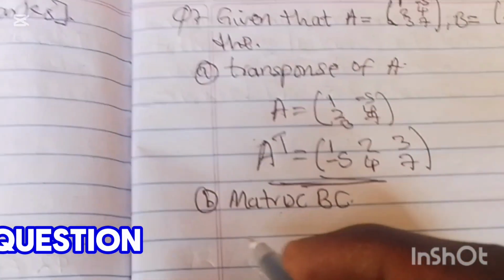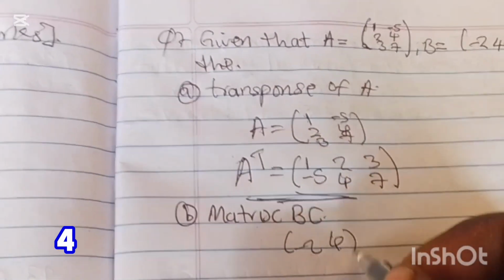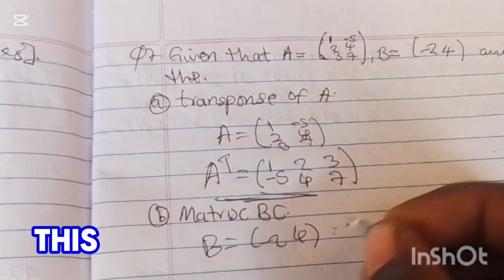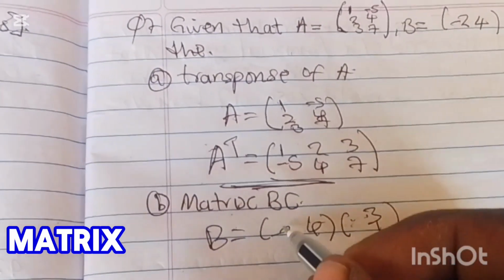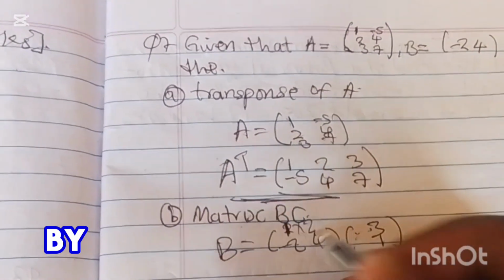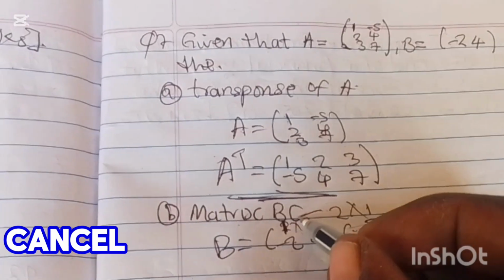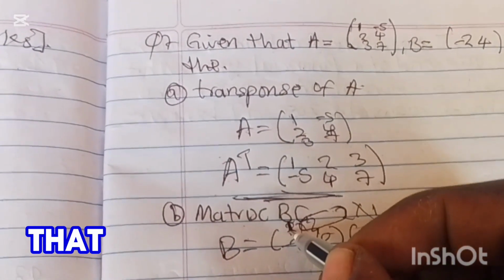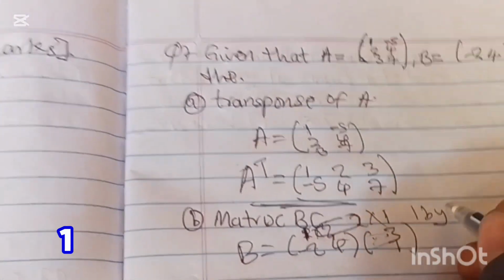So let's proceed to question number B. Find the matrix BC. B is negative 2, 4, and C is 3, 1. You need first to find the order of these matrices. This is 1 by 2, and this one is 2 by 1. We cancel the 2 and 2, and remove them, so the answer will be of order 1 by 1. So let's start.